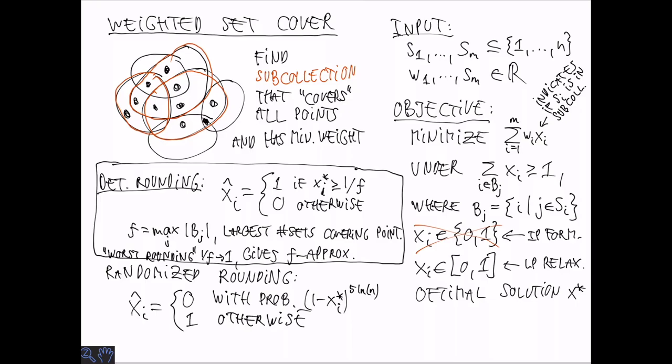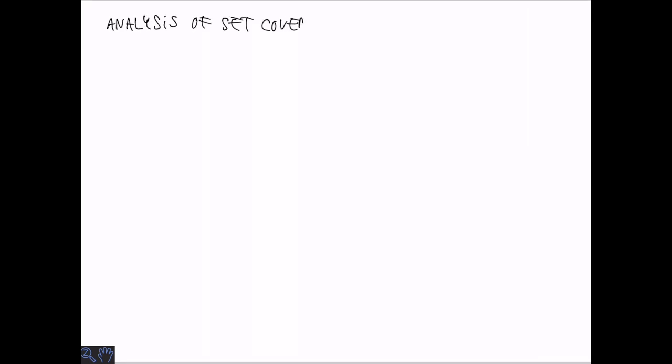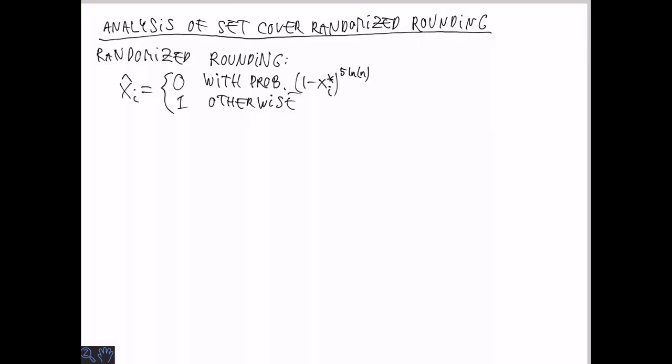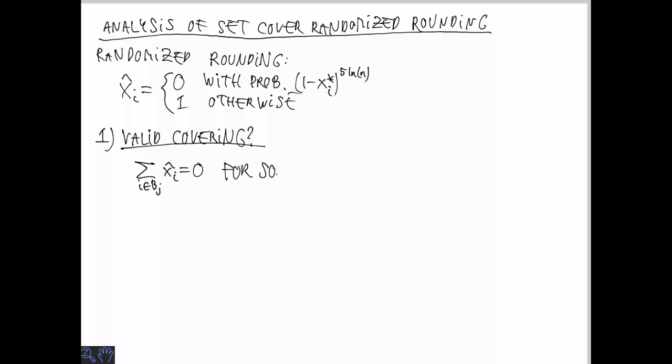Okay, so now we have a randomized rounding approach. So the question is, what can we say about the properties? Would it actually work? So let's analyze the randomized rounding procedure for set cover. So this is how we round again. There are basically two aspects to this. First of all, do we actually get a valid covering? And in order to analyze this, it's relevant to look at the sum of these xi's. It has to be at least one, but if it's actually zero, then we fail, even if it's just for a single j. Okay, so what is the probability for a given j that this sum is zero?